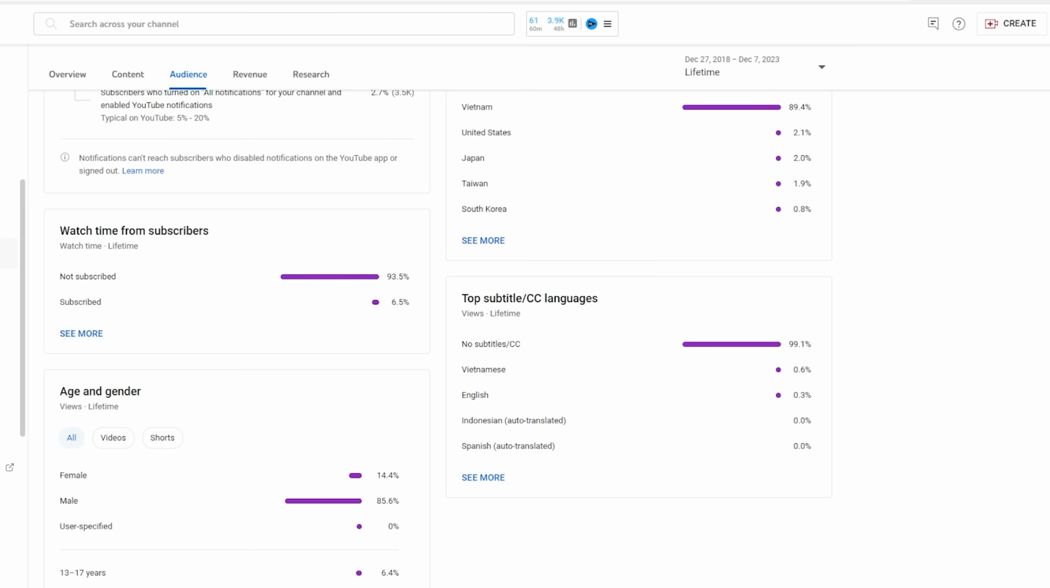And let's take a look at the audience of the channel. The audience top geography is Vietnam, United States, Japan, Taiwan, South Korea. United States stays in second place, but the percentage is too low. Vietnam accounts for almost 90%. Vietnam RPM is very low, so that's why they didn't earn so much.